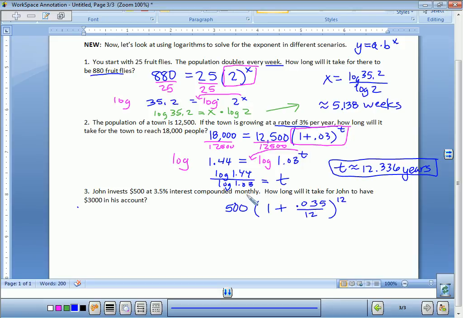Monthly happens how many times a year? 12. And what we want to know is how long. We want to know this time. So that's the part that's missing. But he wants to have $3,000. Maybe he's going to Disney World. That's about what it takes to send the family to Disney World. A little bit more than that. But that's close.